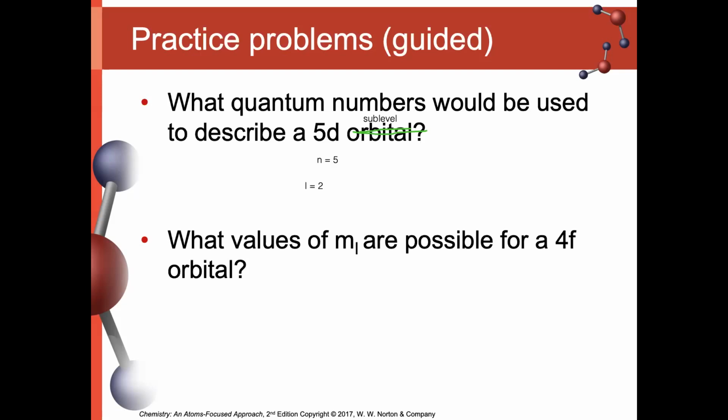What values of m sub L are possible for a 4f orbital? This time we are asking appropriately. M sub L does describe orbitals. We just need to know which ones are possible. To know that, we have to know what the designation is. So the first two quantum numbers here would be n equals 4 and L equals 3 for the f orbital. With that in mind, what would be the possible values for m sub L?